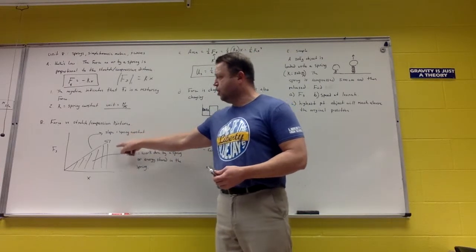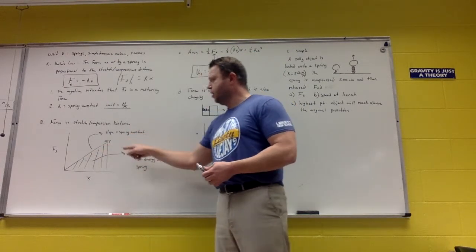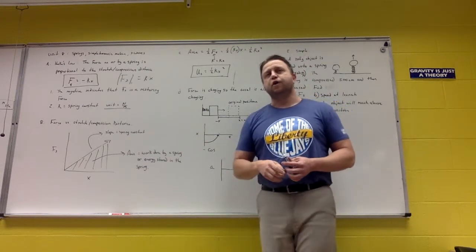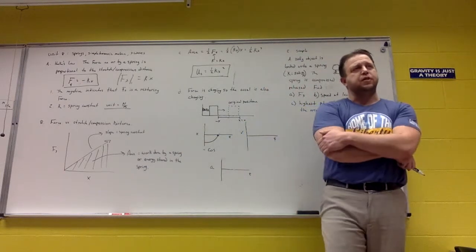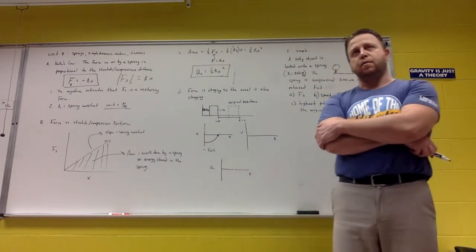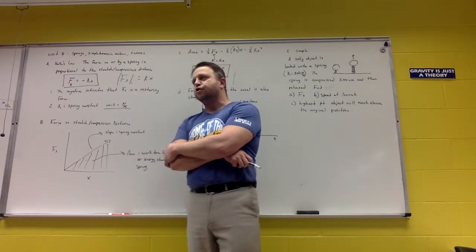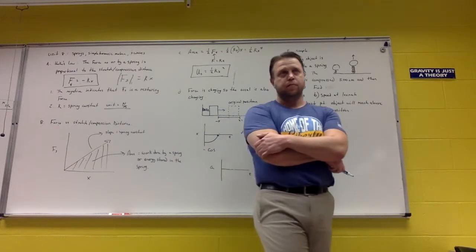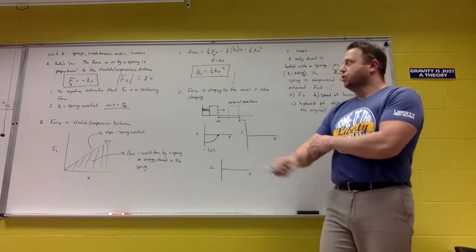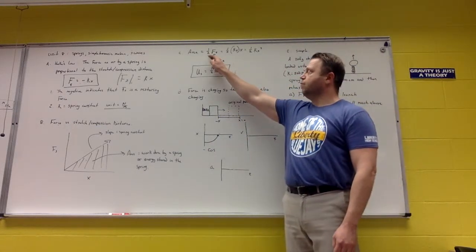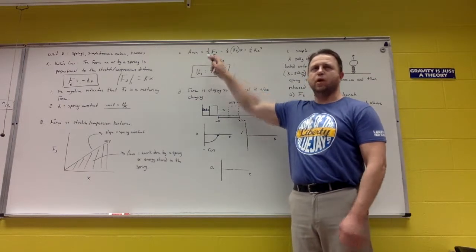Okay, force versus stretch or compression distance. We already talked about the slope is the spring constant. In your lab, I had you guys derive the equation for the area. The area under the curve is the amount of energy stored in the spring. So if we look at this, we have 1/2 force times x. Why is it 1/2?